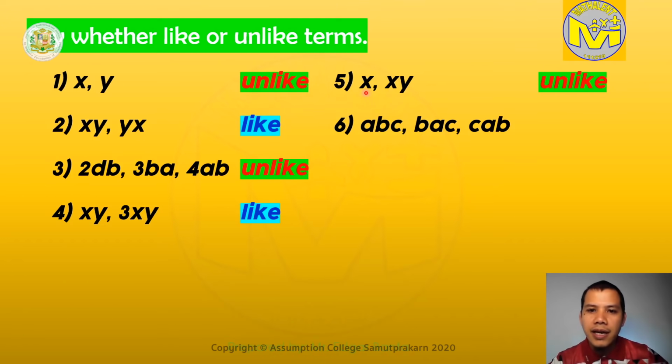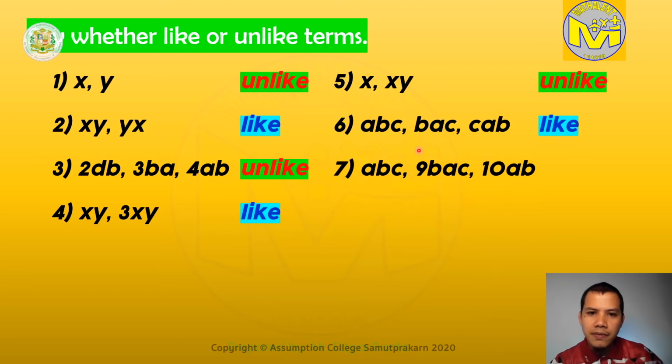Number 6. ABC, BAC, and CAB. ABC, BAC, and CAB are called like or unlike? Look, we have A, we have B, and C. So the three terms have the same variables. So they are called like terms. Number 7. Here we have ABC, 9BAC, 10AB. Are they like terms? They are called unlike terms.